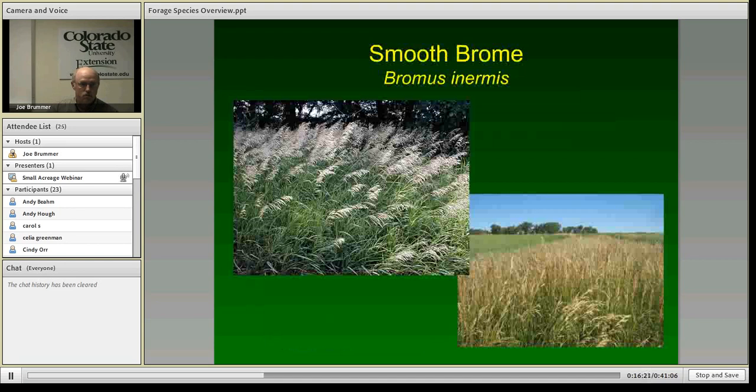So here's, again, most of you are probably familiar. There are a lot of pastures, horse pastures, small acreage hay pastures, and hay fields along the Front Range of Colorado, and smooth brome is going to be one of the dominant species in there. So probably most of you have seen and are able to recognize at least somewhat what smooth brome looks like.